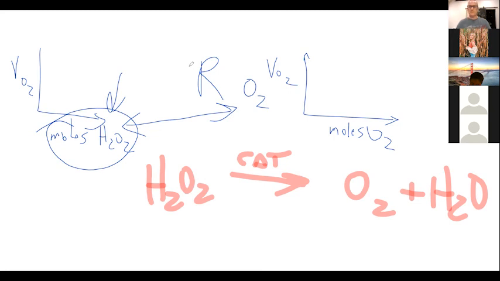What do I need to do if I have 3 oxygens on the right as products, but I only have 2 atoms of oxygen on the left? How am I going to fix that? You need to add 2 to H2O.